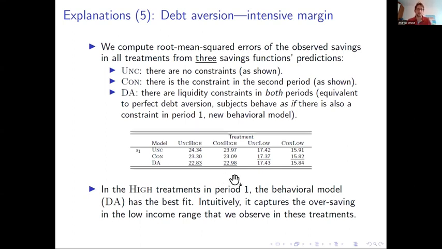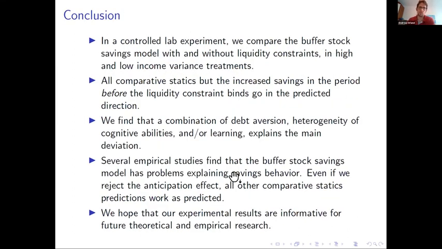So our debt aversion behavioral model fits the data best in high. And this is already my conclusion slide. So we find that the combination of debt aversion, heterogeneity, and cognitive abilities, also learning, explains this main deviation from our prediction, this hypothesis 1A and B, as several empirical studies find that the buffer stock savings model has problems explaining savings behavior. I think our results are nice because most of our hypotheses work in the predicted way, and we hope that our experimental results are informative for other research.